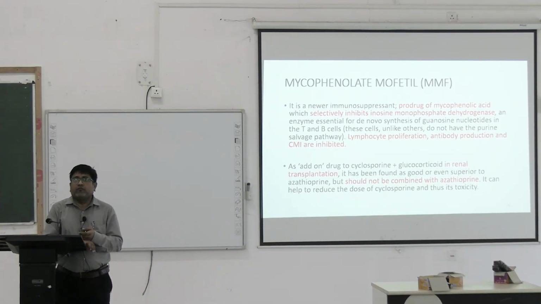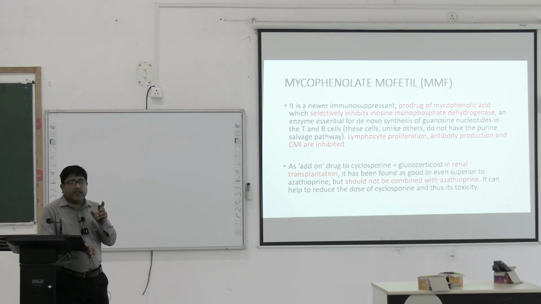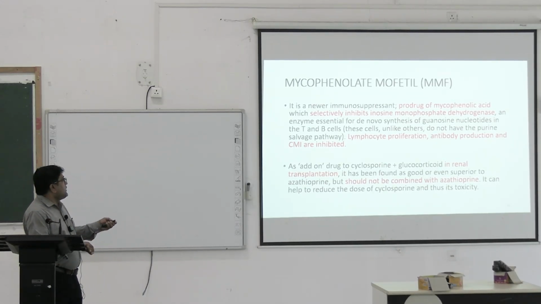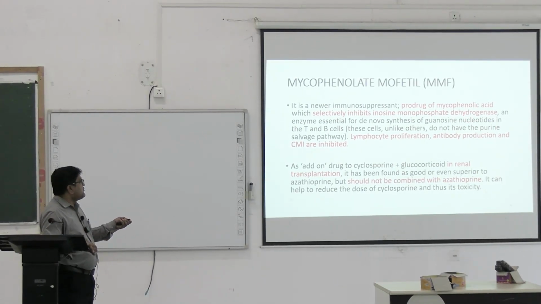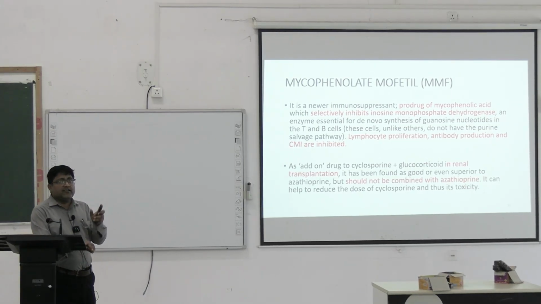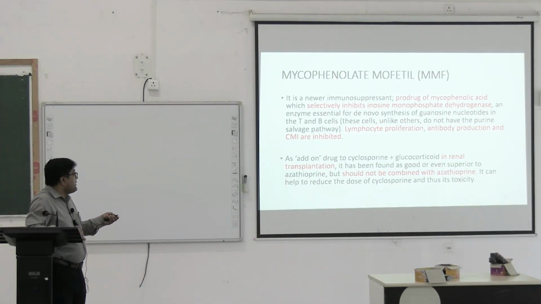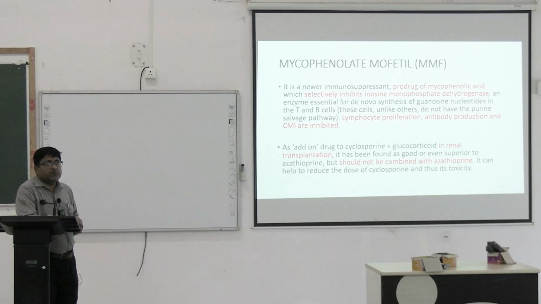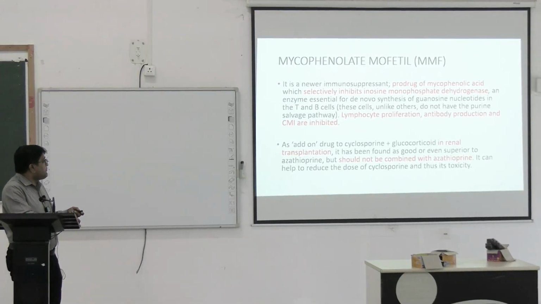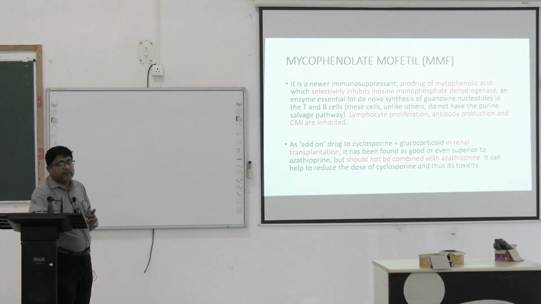Coming to mycophenolate mofetil, MMF is a prodrug, and the active moiety is mycophenolic acid. Now, it selectively inhibits IMP dehydrogenase, inosine monophosphate dehydrogenase. It is an enzyme essential for de novo synthesis of guanosine nucleotides in T and B lymphocytes. Proliferation, antibody production, and the cell-mediated immunity are inhibited. Now, it is an add-on drug to cyclosporine and glucocorticoid in transplant maintenance regimen in renal transplantation, but it should never be combined with azathioprine.